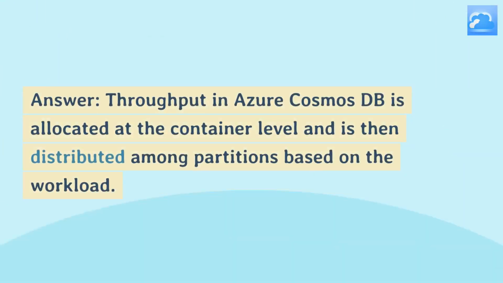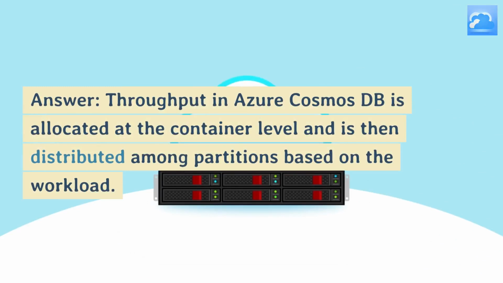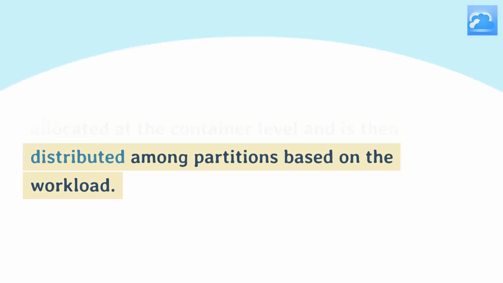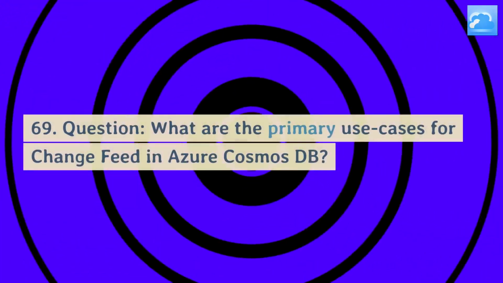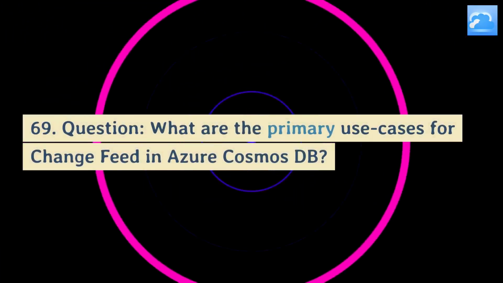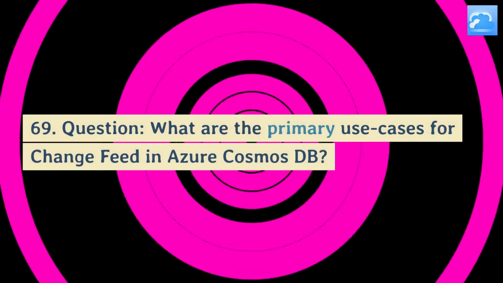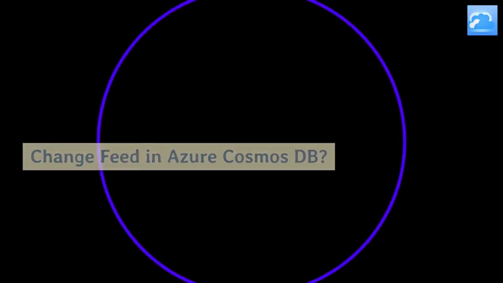68. Question, how is throughput allocated to partitions? Answer, throughput in Azure Cosmos DB is allocated at the container level and is then distributed among partitions based on the workload.